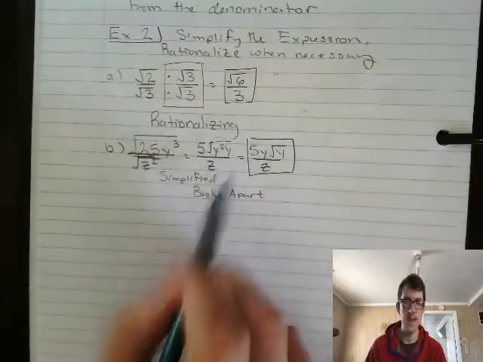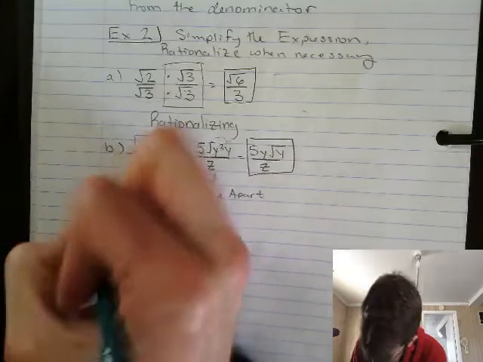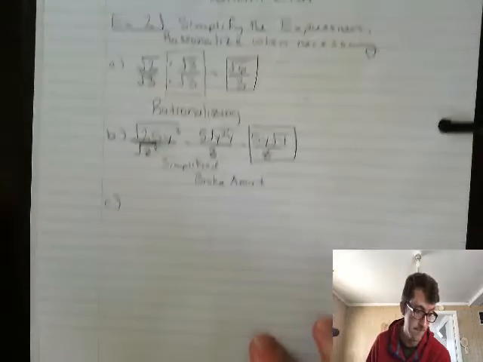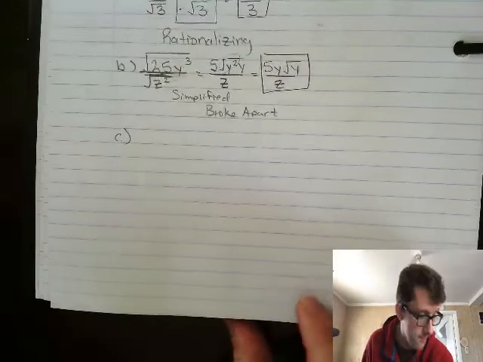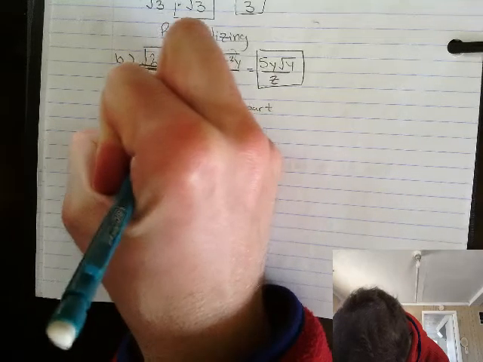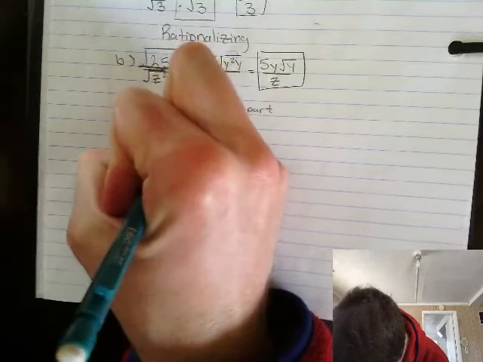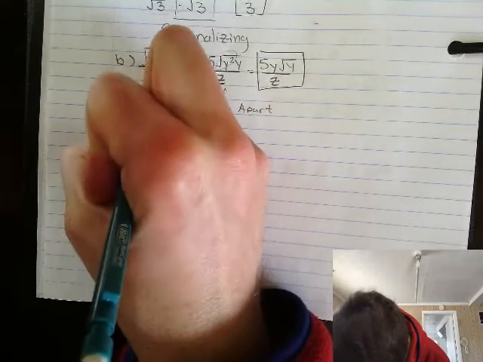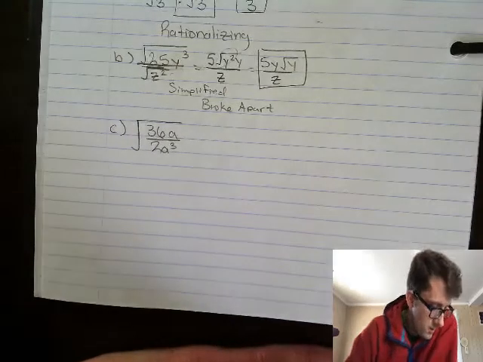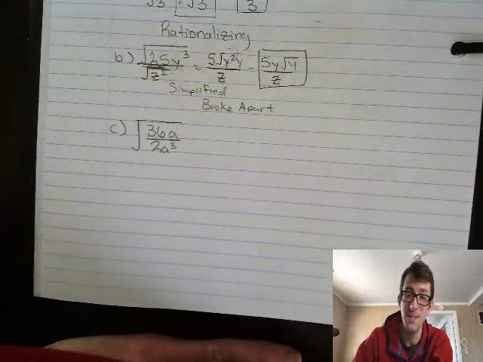So I'll erase that so that you know that that's not what you're supposed to do. So, okay. So we've got 2 of these done. Now notice we didn't do any rationalizing here. Okay. Part C. This is our last one. Then I'll give you a little more homework. Let's have, this is all under a square root, 36a over 2a cubed with a square root. Okay.